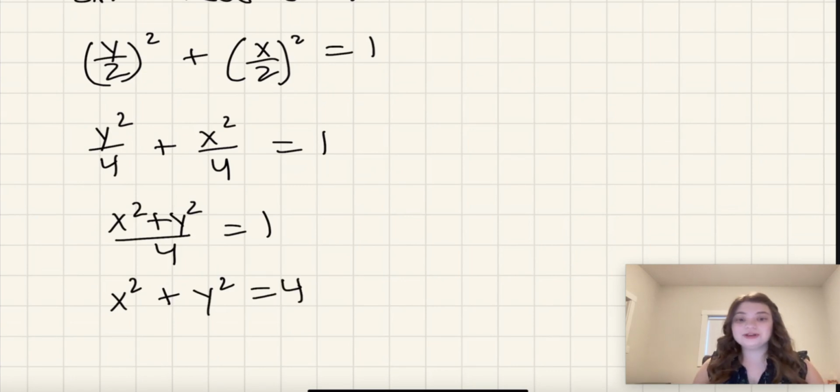And there we go. Now we have an equation where we've eliminated the parameter t entirely, and that's the whole goal.